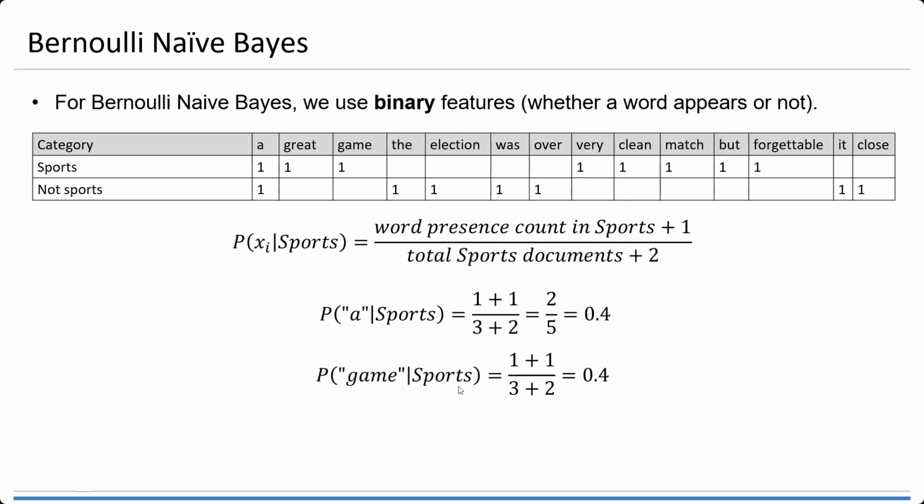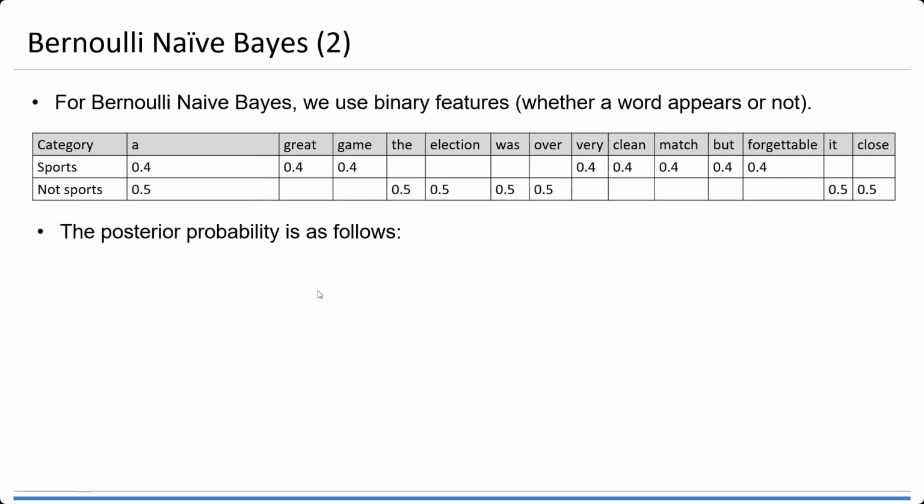What about the category sports and the word game? So this is also 1, and then among 3 documents in the sports, we have this probability. And what about the probability in the not sports? Then we have 1 plus 1, and for not sports we have 2 documents, plus 2, then we have the higher probability, which is 0.5. With the same kind of probability, we have the probability of the word great in the category sports, and so on.